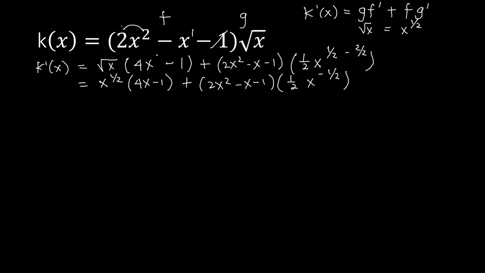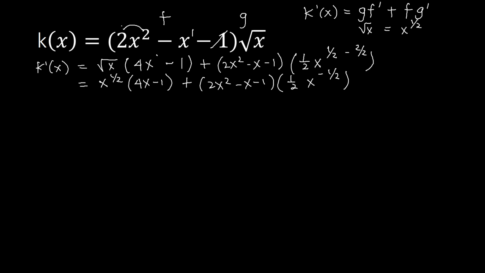And then that will be equal to, this time I'm going to distribute this. So x to the power of 1/2 times 4x. That will be 4x to the power of 1/2 plus 1, because we have 1 here. That will be equivalent to 2 over 2. And then we have x to the power of 1/2 times negative 1. That will be negative x to the power of 1/2. And then plus, distributing this one here to 2x squared. So 2x squared times 1/2 x to the power of negative 1/2. 2 times 1/2, that's 1. X squared times x to the negative 1/2. That will be x to the power of 2 plus negative 1/2. That will be a minus 1/2 here. And then we have minus x.